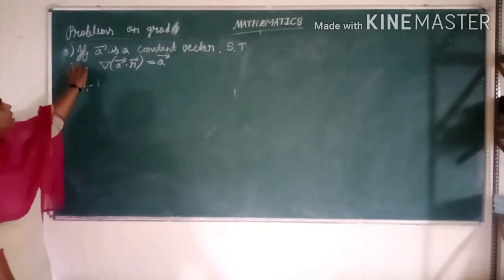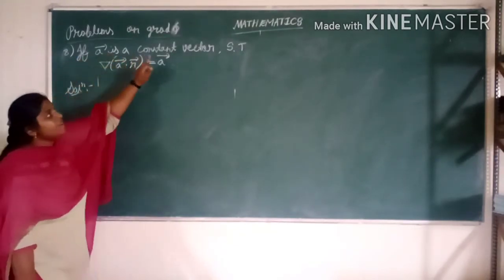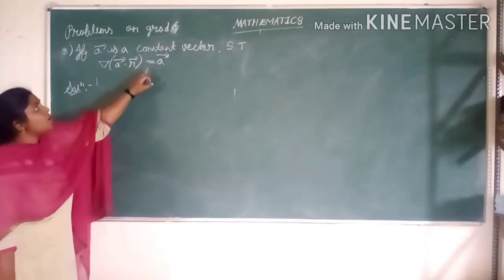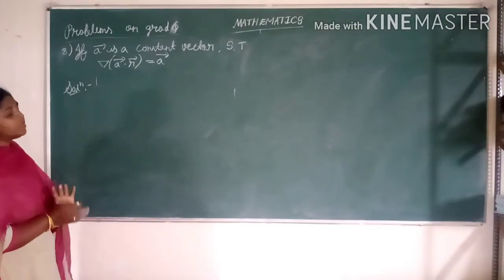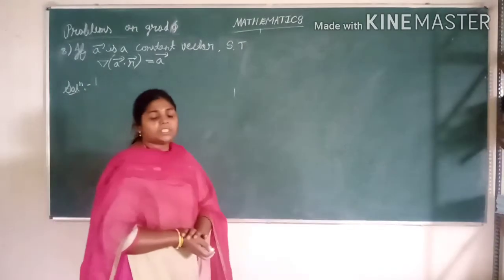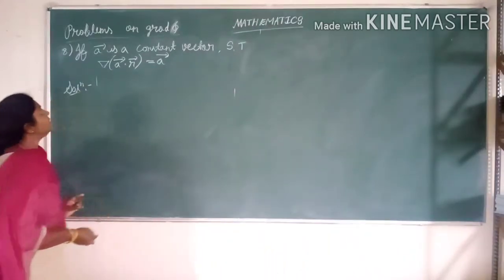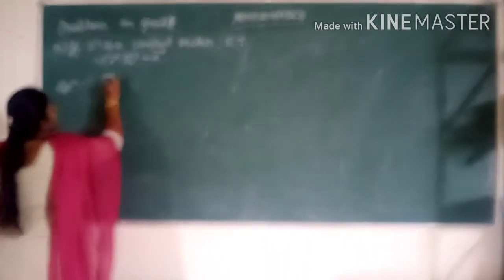Next problem. If vector A is a constant vector, then show that grad of vector A dot r is equal to vector A. They have only said that vector A is a constant vector, but they are not defining it. You have to define it. First, define the vector A, the constant vector. How to define?